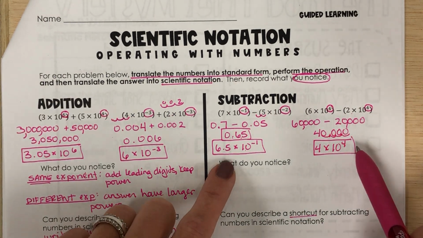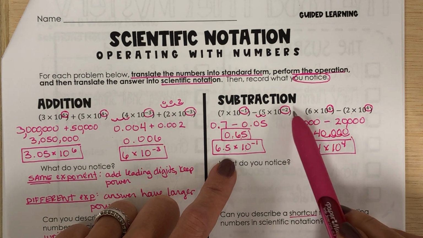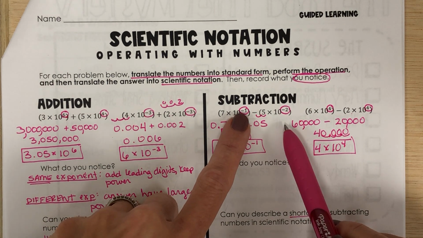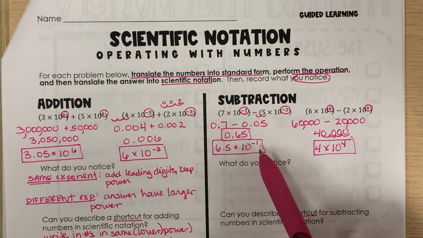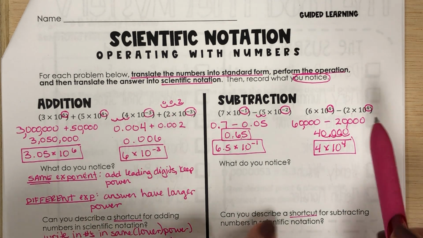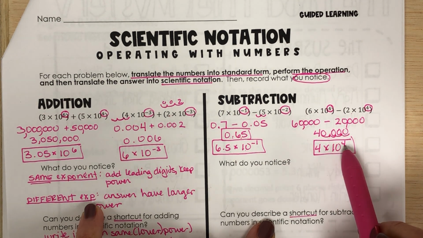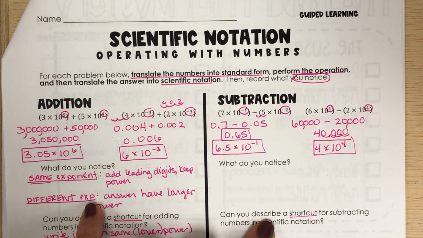All right, let's see. What do I notice here? Negative 1, negative 2, and my answer is in negative 1. That's the bigger power, because negative 1 is bigger than negative 2. So it's keeping the bigger power. Kind of like the same thing that we had over here. When we were adding, our answer had the larger power. What about this one? When I have the same power, my answer has the same power. Interesting. So when I'm subtracting, I just subtract my leading digit and keep the same power.